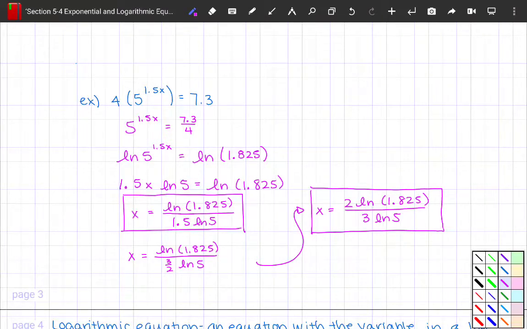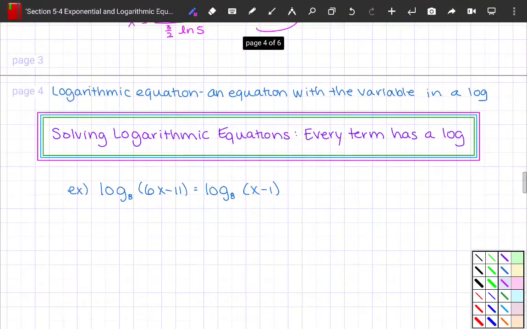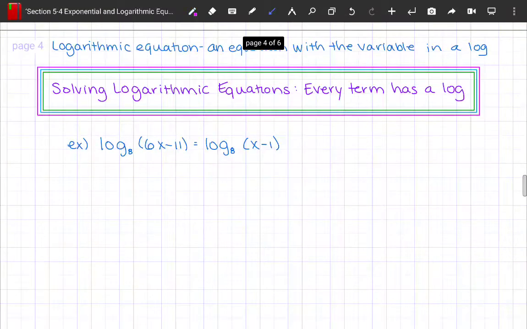All right, so that's exponential equations. Let's look at logarithmic equations now. Okay, so first of all, just really quickly, just like exponential equations had the variable in the exponent, logarithmic equations have the variable in the log. Okay, so what if every term has a log? Here's a really basic one. Again, we're going to start off basic and we'll get a little more complicated.